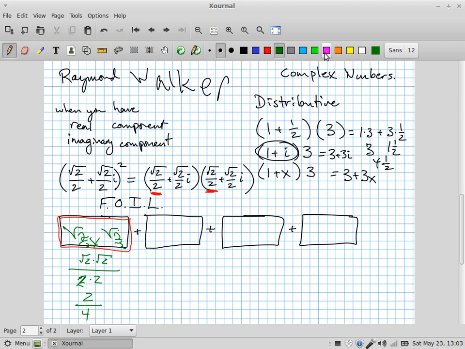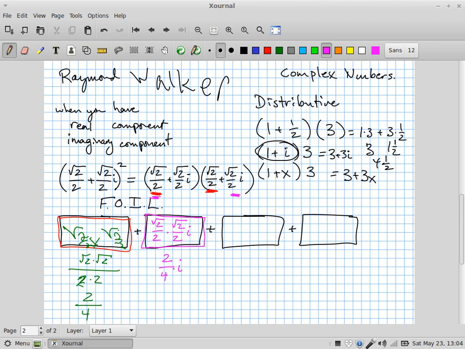Okay, let's do the next term. Which of course is the outer. That's going to be, I'm going to draw it for you, square root of 2 over 2 times square root of 2 over 2 i. Now why don't you help me multiply that out? Talk it out and I'll write it down. What about square root of 2 times square root of 2? That would be 2. And what's the denominator? 4. Okay, and we've got that i.